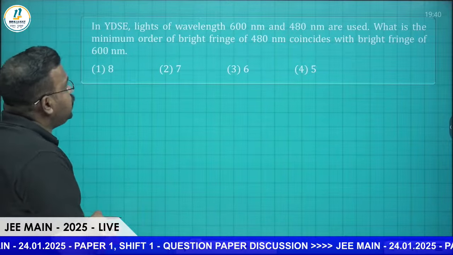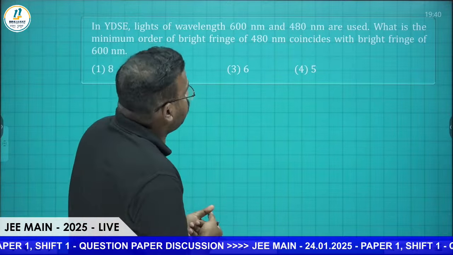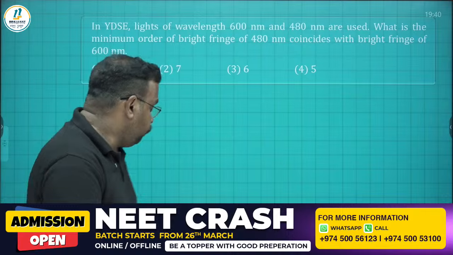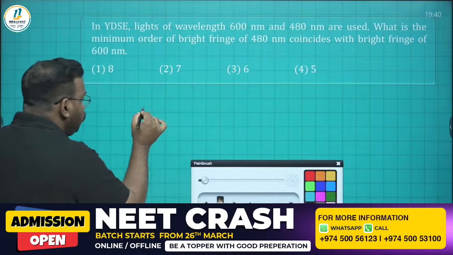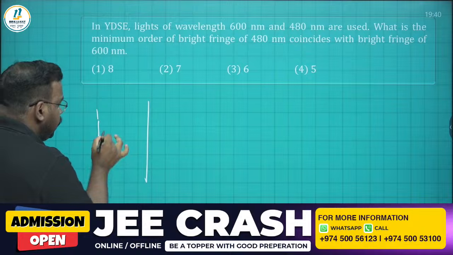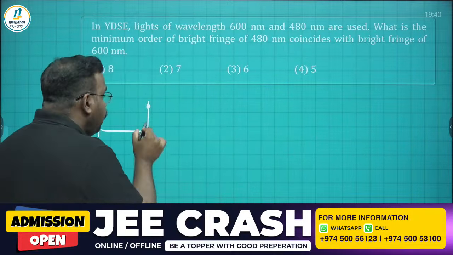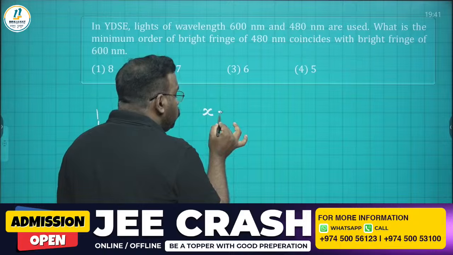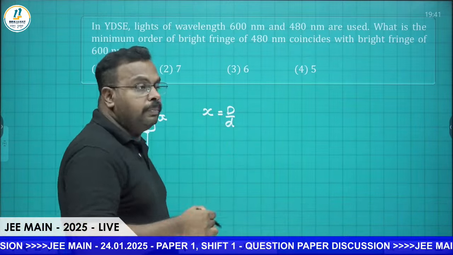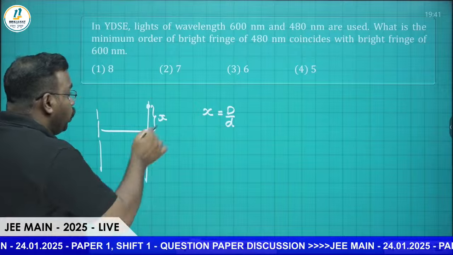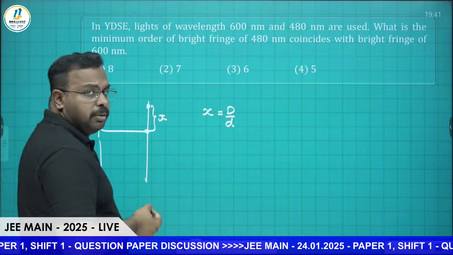In YDSE, lights of wavelength 600 nanometer and 480 nanometer are used. What is the minimum order of bright fringe of 480 nanometer that coincides with the bright fringe of 600 nanometer? So coinciding, these type of questions are repeating. In YDSE setup, you know that there are 2 slits we are using and this is the center one. So if this is the point where the 2 bright fringes are coinciding, we have an expression for this distance. If I am taking that distance as x, x is equal to D by d into path difference. That's a formula. What is capital D? Distance between the slit and the screen, and small d is the distance between the 2 slits.